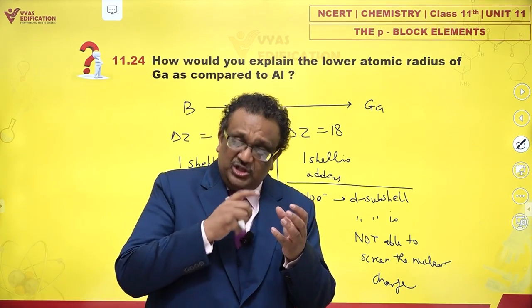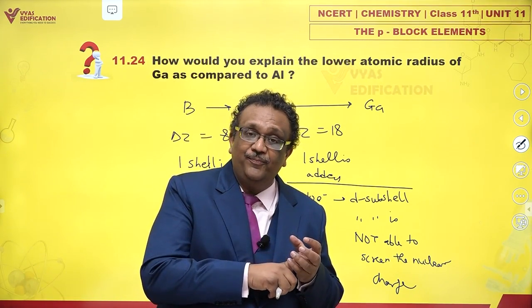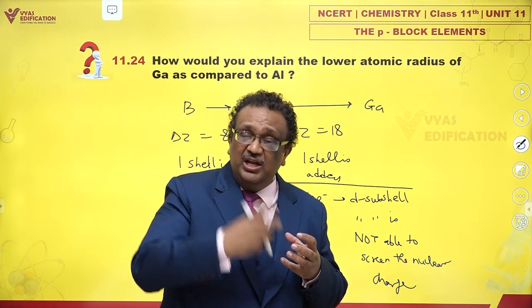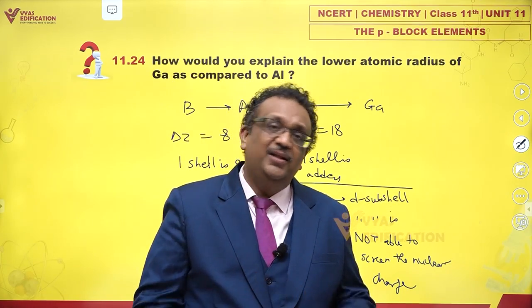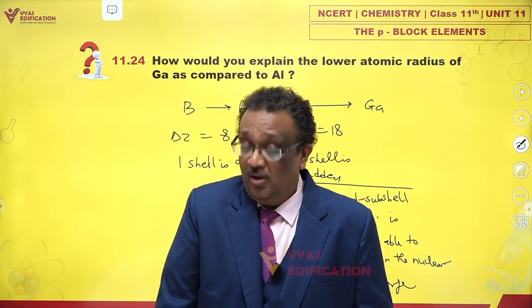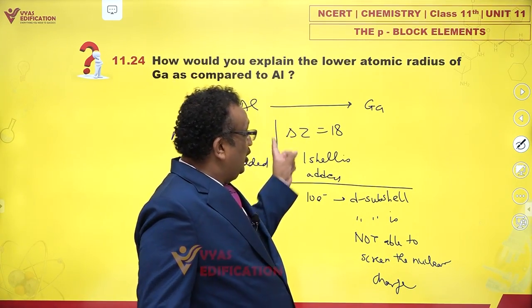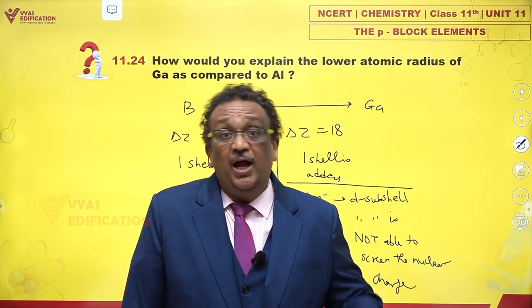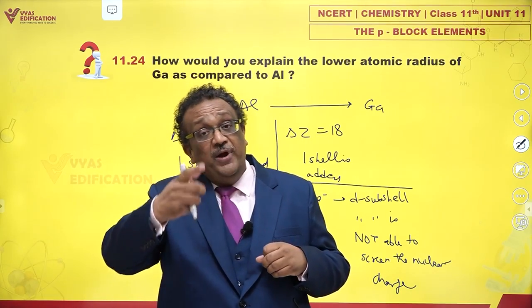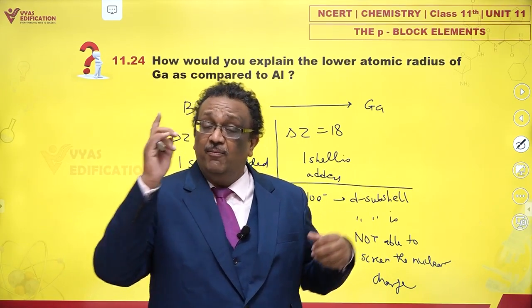So, charge in the nucleus is increasing. So, attraction increases. If attraction increases, electrons are sucked in and the size should come down. Also, if atomic number is increasing, you're also adding electrons in the electronic orbit. And more electrons should have meant more repulsion, bigger size, but there is a problem.